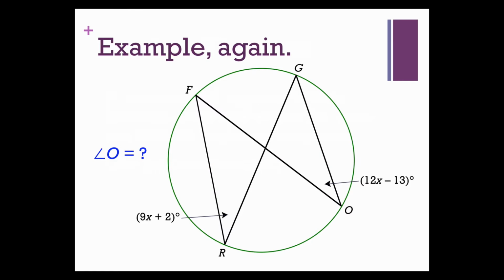Good. We're not going to do this one because it's the exact same problem we just did. What's the relationship between angles R and O? They're congruent because they intercept the same arc FG. So what would you do with the two algebraic expressions? Set them equal, solve for x, and then substitute it back into angle O. You get an answer of 47.